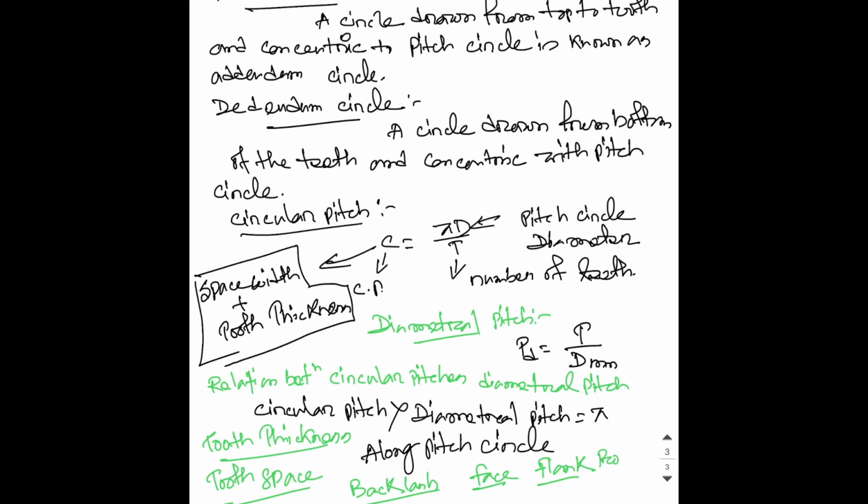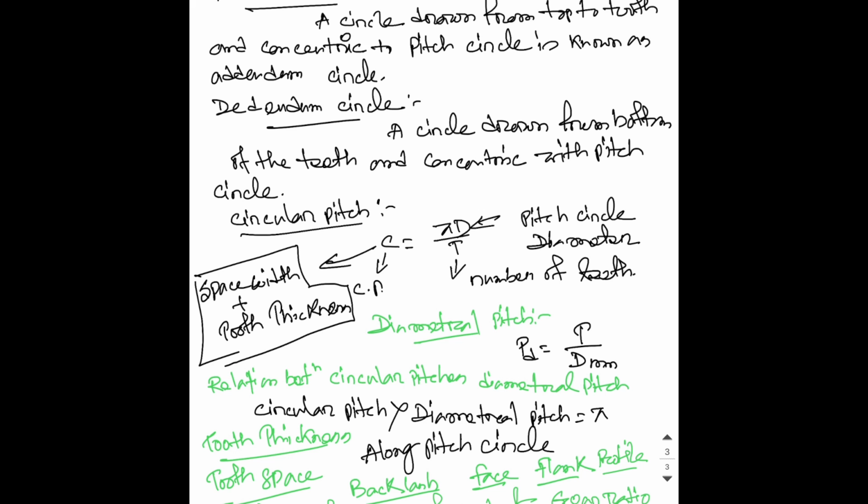Next is path of contact. The path of contact we may define as the path of approach plus the path of recess. Okay, this is the path of contact. Then arc of contact. The arc of contact is the path traced by a point on the pitch circle from the starting of engagement to the end of engagement.